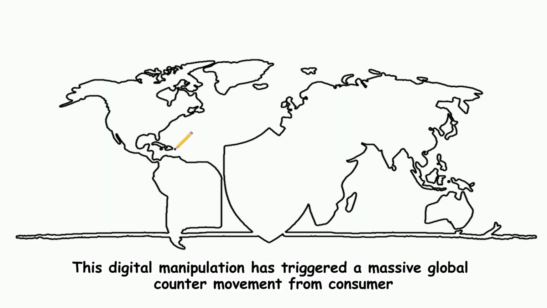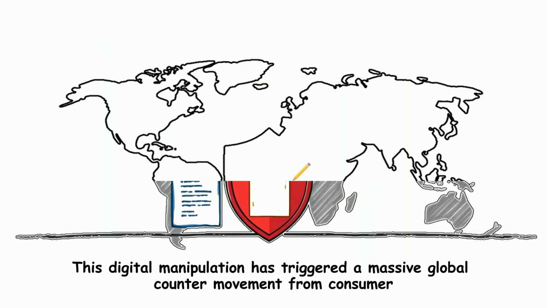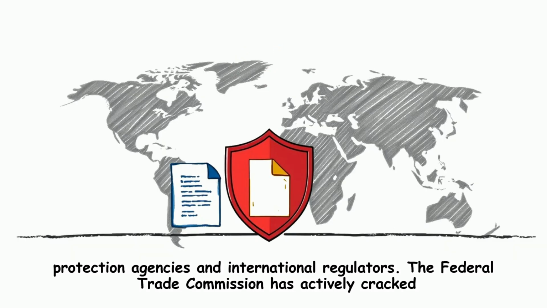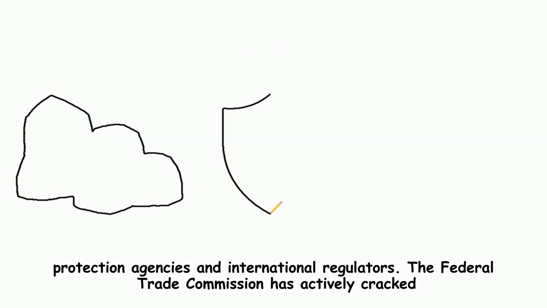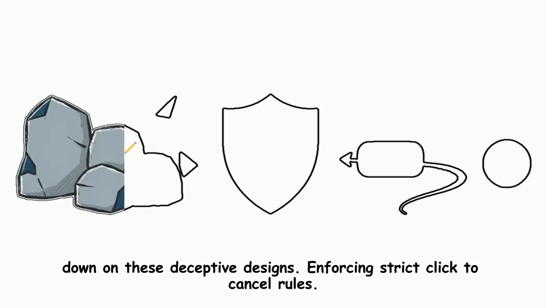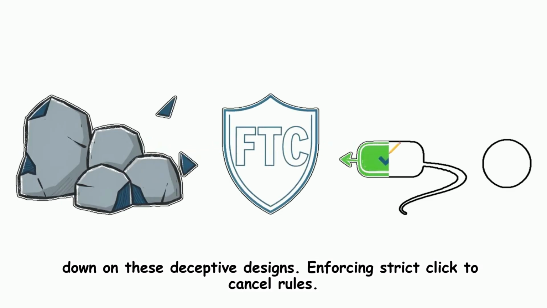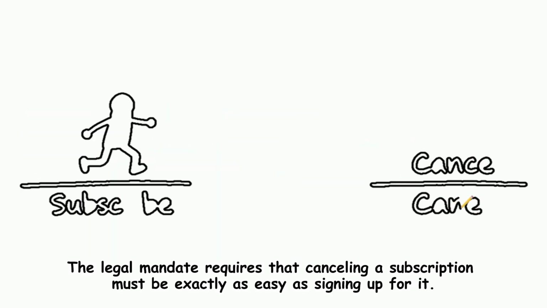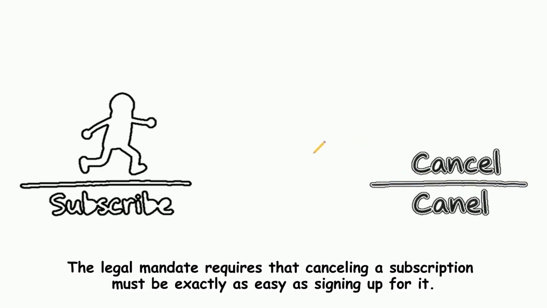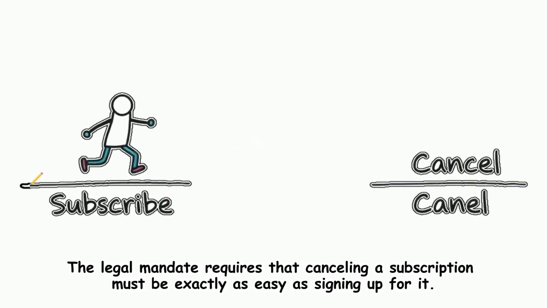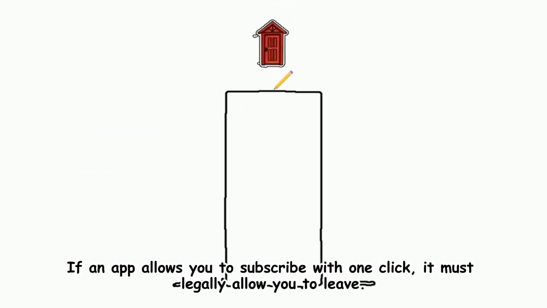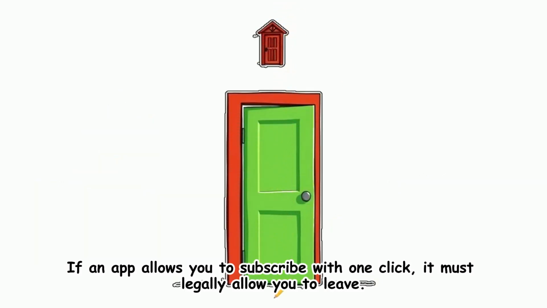This digital manipulation has triggered a massive global counter-movement from consumer protection agencies and international regulators. The Federal Trade Commission has actively cracked down on these deceptive designs, enforcing strict click-to-cancel rules. The legal mandate requires that canceling a subscription must be exactly as easy as signing up for it. If an app allows you to subscribe with one click, it must legally allow you to leave.